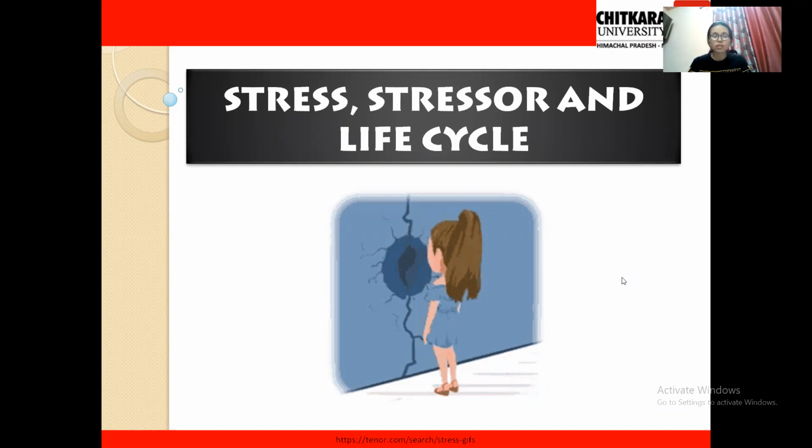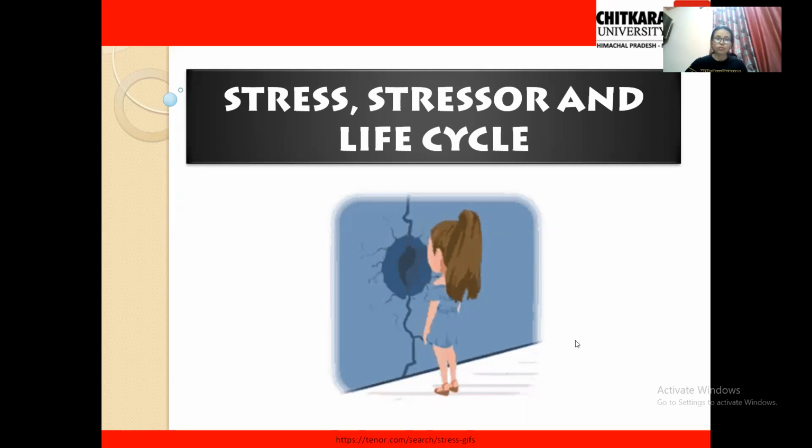Today we are going to discuss a simple topic, but it is important for every individual to understand: what this particular topic is, how it affects our body, and what those factors are which cause some particular disturbances in our body. So today we are going to discuss stress, stressors, and the life cycle. Life cycle means the pathway of how stress occurs in our body.